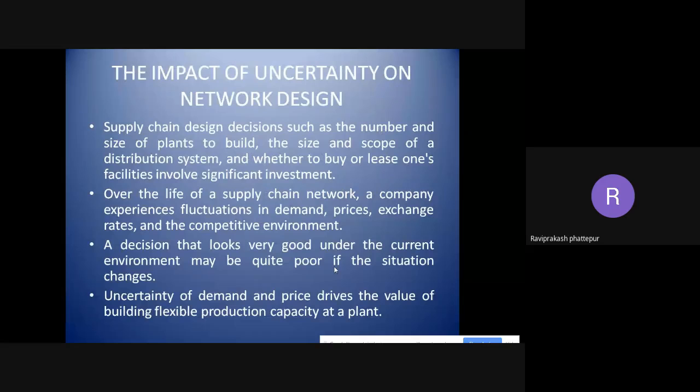So the impact of uncertainty on the network design. What is uncertainty? It is when we do not know exactly or certainly that something will happen, so we call it uncertainty. In this, basically we are looking at the network, and what will happen in the network if there is a certain uncertainty, a small thing that is crucial, but you don't know exactly whether it will happen or not.